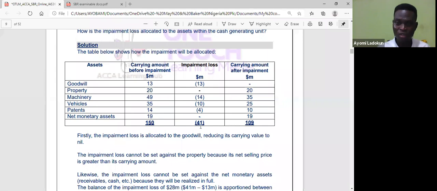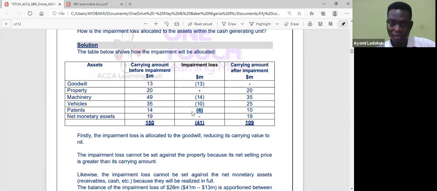After I've done that, if you remove 13 from 41, you should have 28. I have three assets left: machines, vehicles, and patents. All you need to do is add their carrying amounts together: 49, 35, 14, which gives 98. So I say 49 divided by 98 multiplied by 28. How did I get 28? Out of the 41, I have allocated 13, so I have 28 left, which I give to the other assets on a pro rata basis. That gives 14. Then 35 divided by 98 multiplied by 28 gives 10. The same for 14, which gives 4.